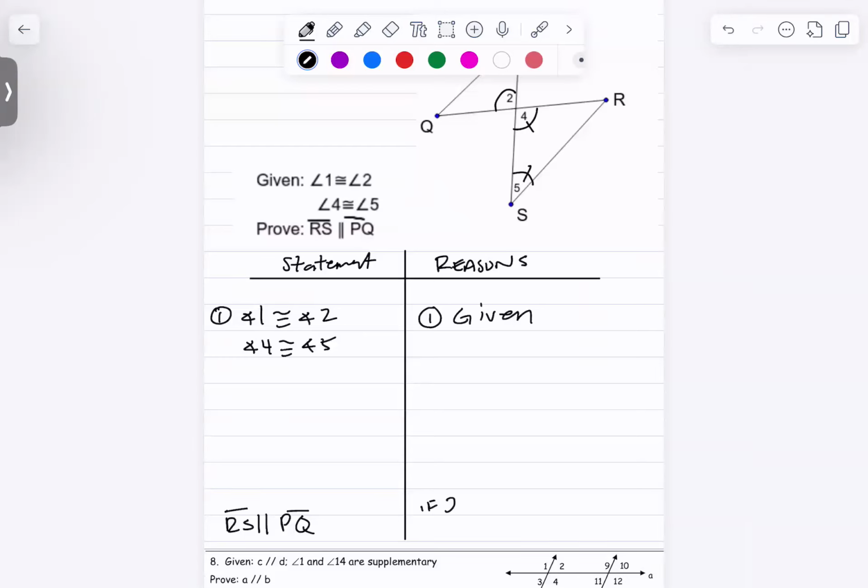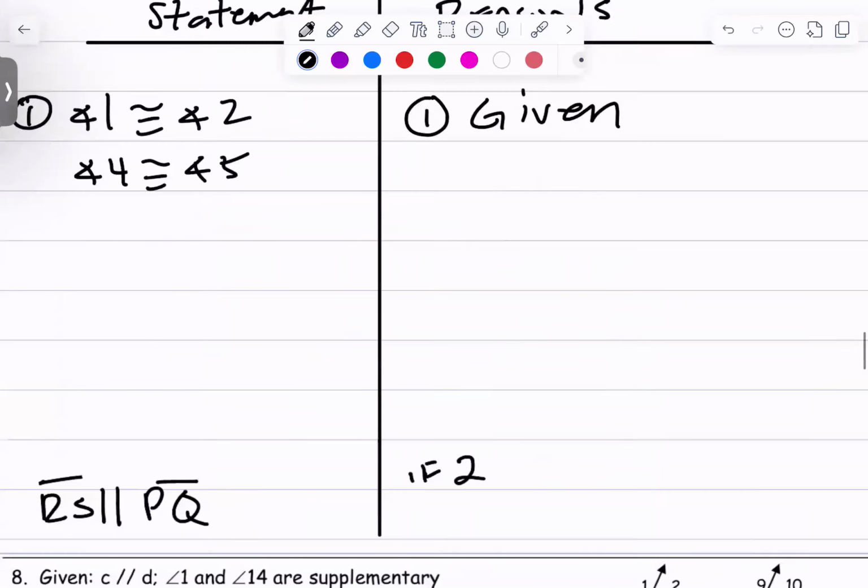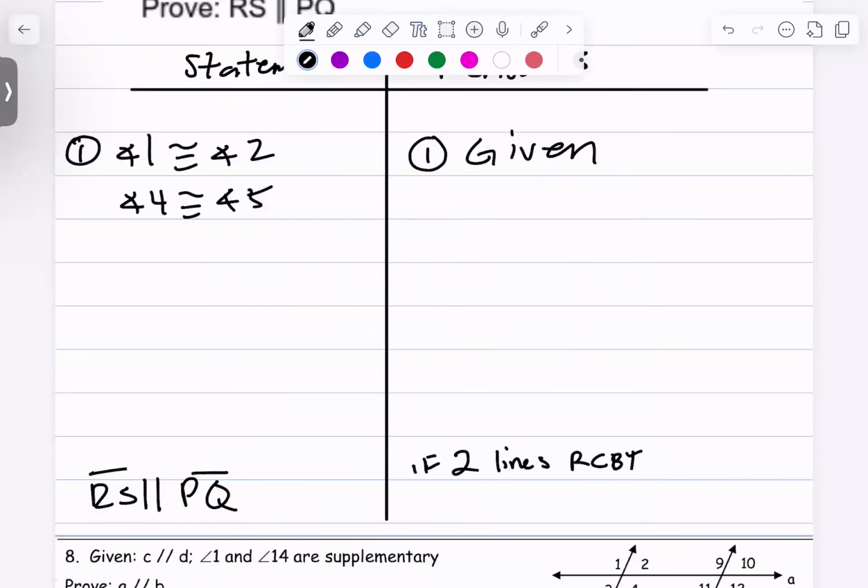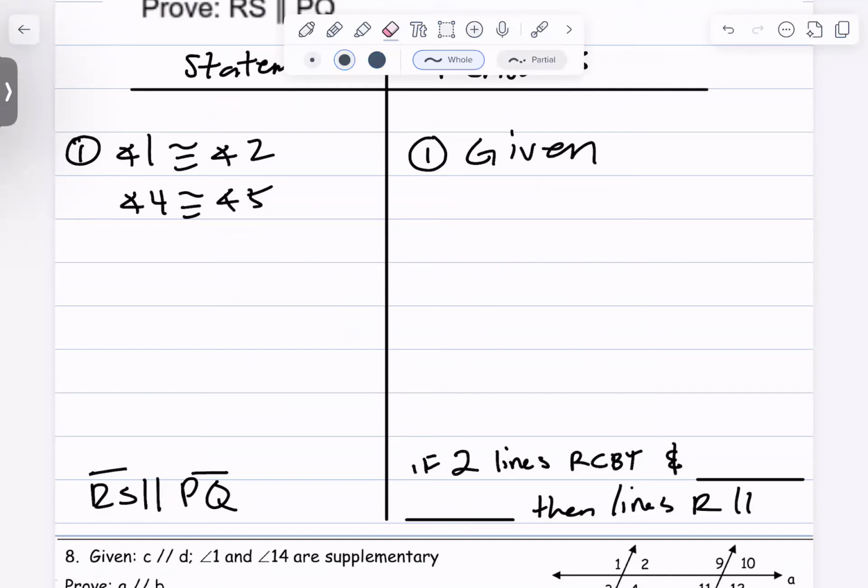because if two lines are cut by a transversal and I don't know what the blank is, blank, then the lines are parallel, right? So all we've got to do is show that one of these angle relationships exists. Okay, that's our job.